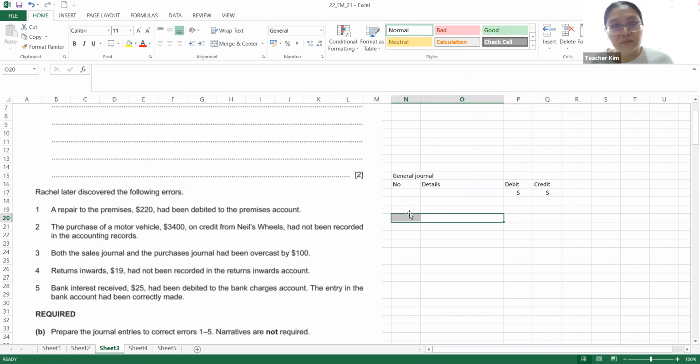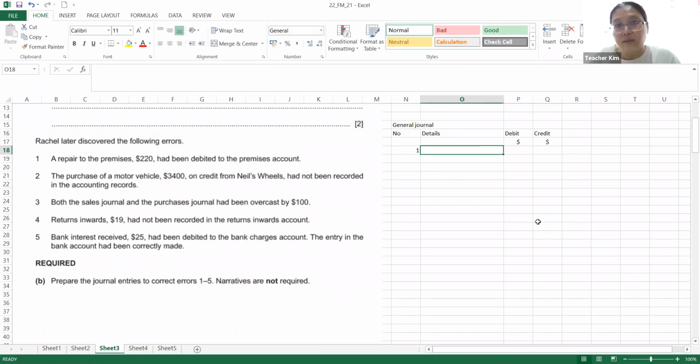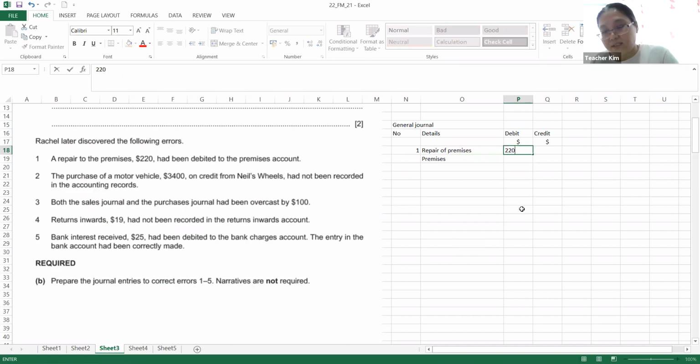Okay, next, continue. Information number 1, the correction of the error. We need to reclassify it from the premises to the repair. So debit repair of premises and credit the premises account. Because we wrongly debited, we reverse it. So this error we call error of principle.